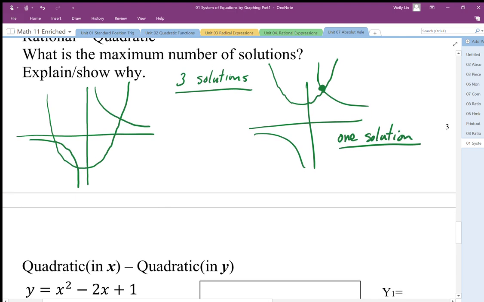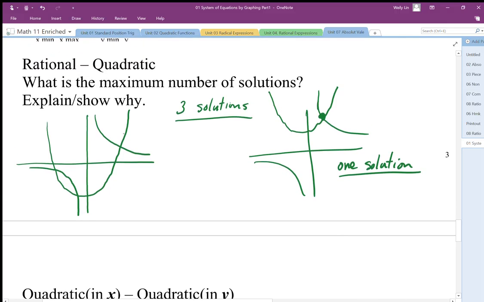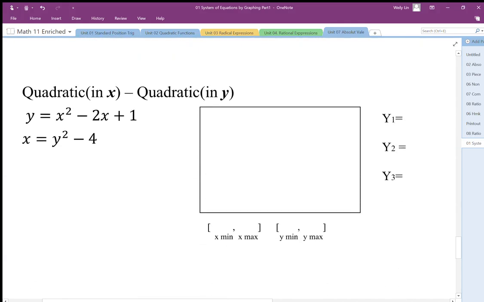There are many cases of rational quadratic, but this is just for the basic rational function with one asymptote and a quadratic. Now, if I have a quadratic in x and a quadratic in y, this is a quadratic in x, with an x squared, and this is a quadratic in y, with a y squared. If I draw the quadratic in x, this happens to be a perfect square, so it's going to bounce at x equals 1 and go through there like that. And we have our quadratic in x.